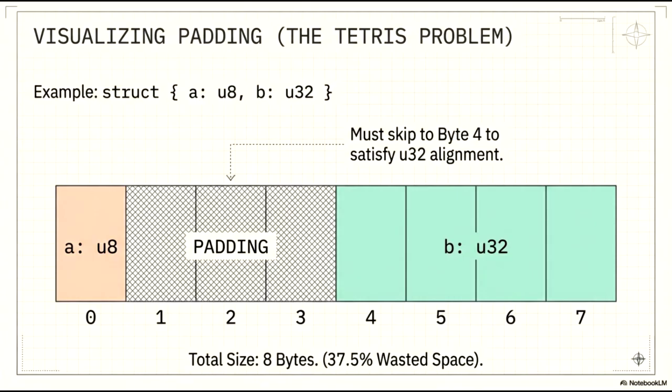Consequently, the total size of the struct expands to 8 bytes. With 3 of those 8 bytes being unusable, we end up with 37.5% wasted space. This visualization clearly demonstrates why the order of fields in a data structure can significantly impact memory efficiency.